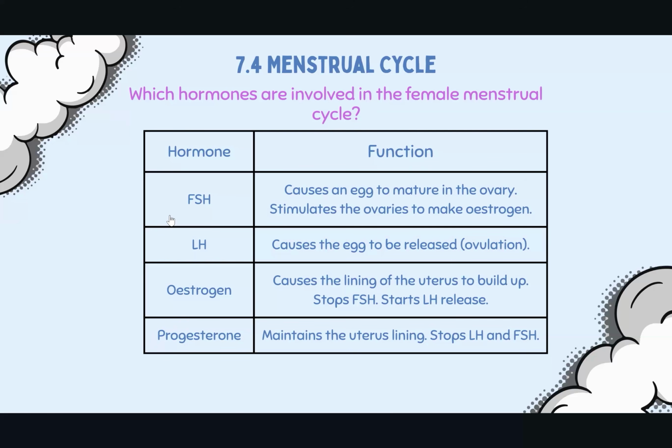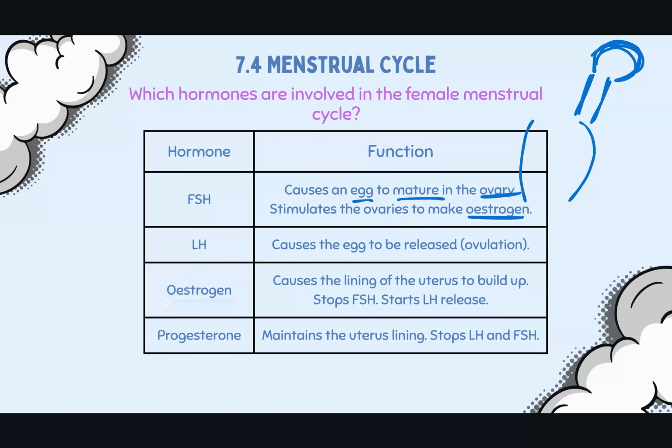Right, so let's go through this one at a time first. Let's look at FSH. What does FSH do? It causes an egg to mature in the ovary. So in the ovaries, and I'm about to draw some really bad diagrams, but hopefully it still makes sense. So there's the ovary, there's the oviduct, and there's the uterus. So FSH causes the egg to mature in the ovary. Now, in the actual ovary, there's lots of eggs, but they're not mature, meaning they can't be fertilized. So FSH causes them to become mature in the ovary. And that stimulates the ovaries to make estrogen, which is another hormone.